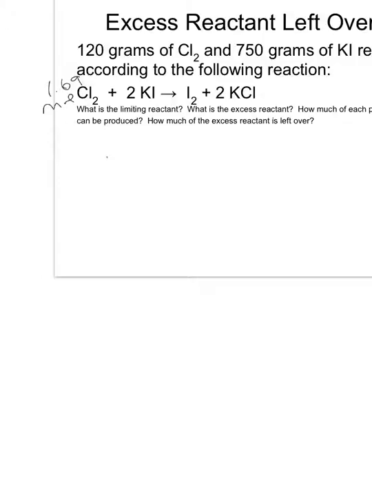In the same sense, I'm going to take that 750 grams of KI, and I'm going to take the K, which is 39, and the I, which is 127. Basically, I'm going to go 750 divided by 166, and that gives me 4.52 moles of KI. So I just converted these. All right, it's a 1 to 2 relationship. If this were a 1 to 1 relationship, I'd say, oh, this is limiting right here. But it's a 1 to 2, which makes it a little bit more confusing.